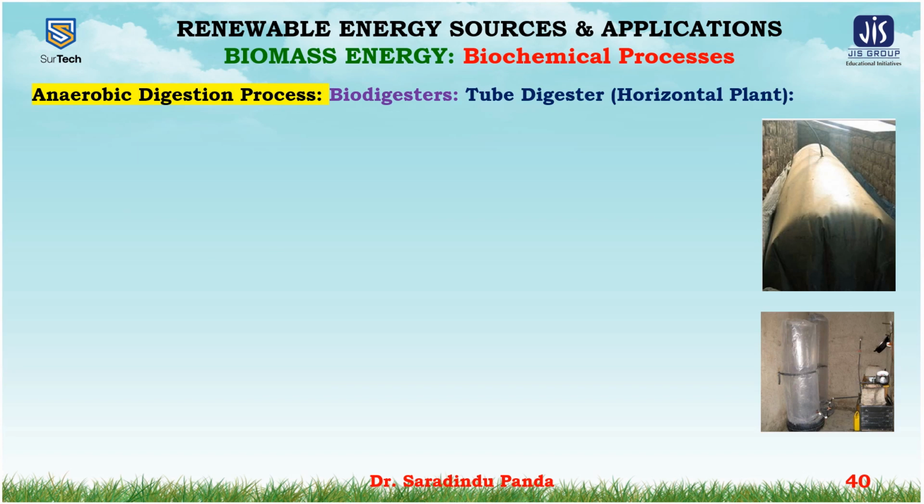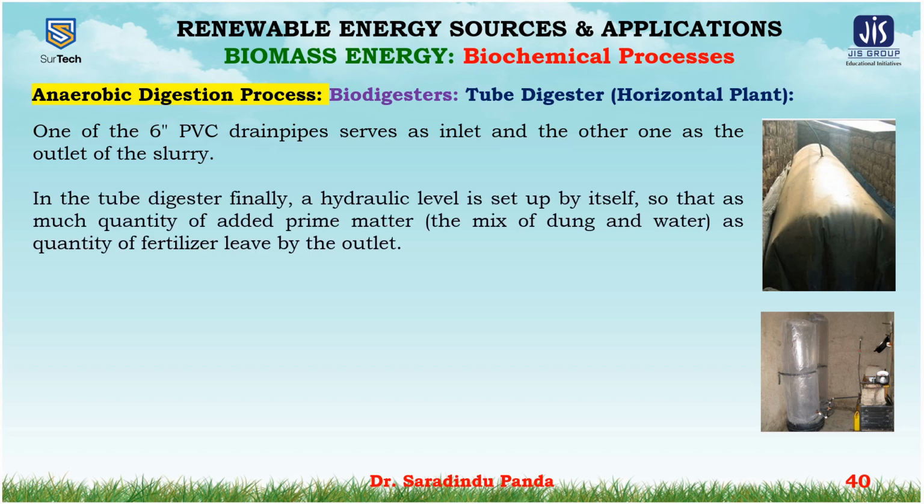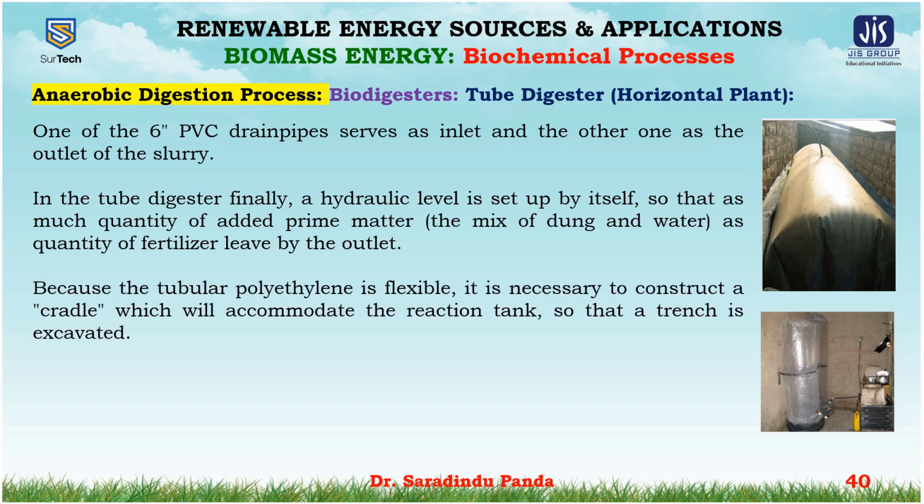Next one is the tube digester, that is the horizontal plant. One of the 6 inch PVC drain pipes serves as the inlet and the other one as the outlet of the slurry. In the tube digester, finally a hydraulic level is set up by itself so that as much quantity of added prime matter, that is the mix of the dung and the water, as quantity of fertilizer leaves by the outlet. Because the tubular polyethylene is flexible, it is necessary to construct a cradle which will accommodate the reaction tank so that a trench is excavated.